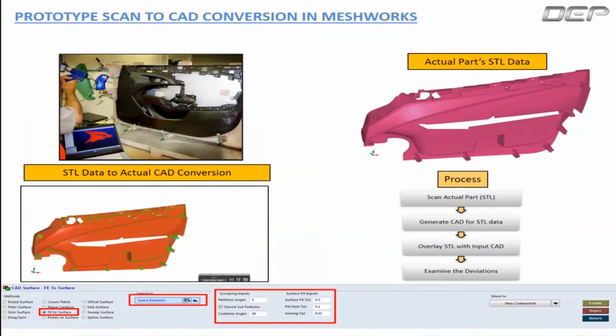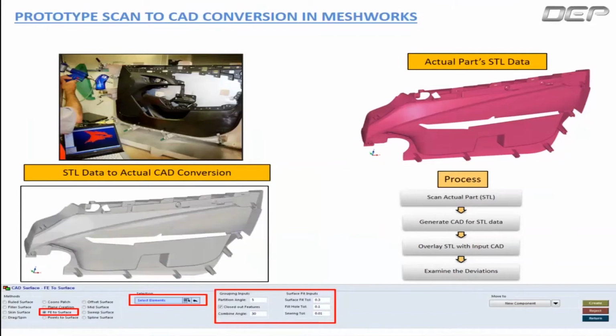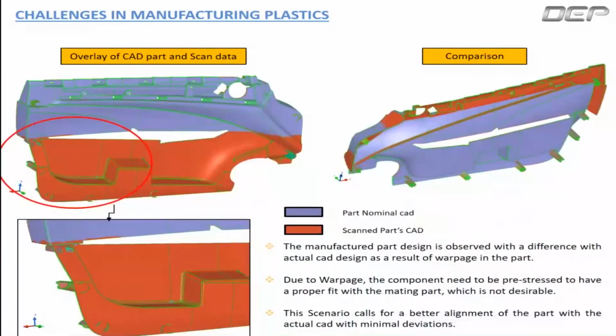Now let's see in the next slide the overlay pictures. You can see the warping is in such a way that the upper region moves in a specific direction inward, and the lower region moves outward. So here is the nominal versus scan CAD comparison. This manufactured part has differences resulting from the part warpage.